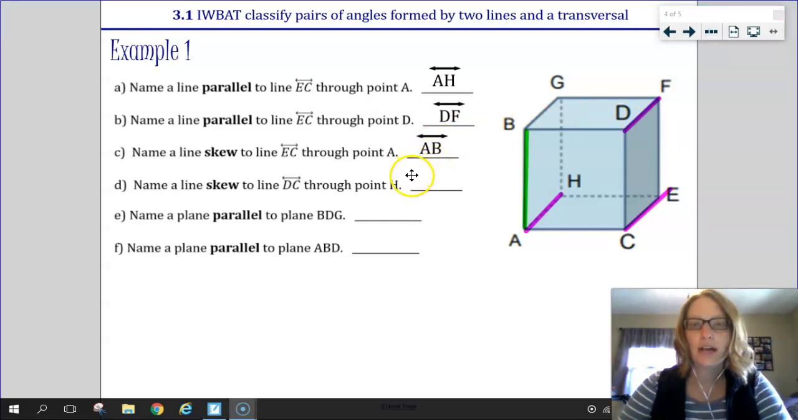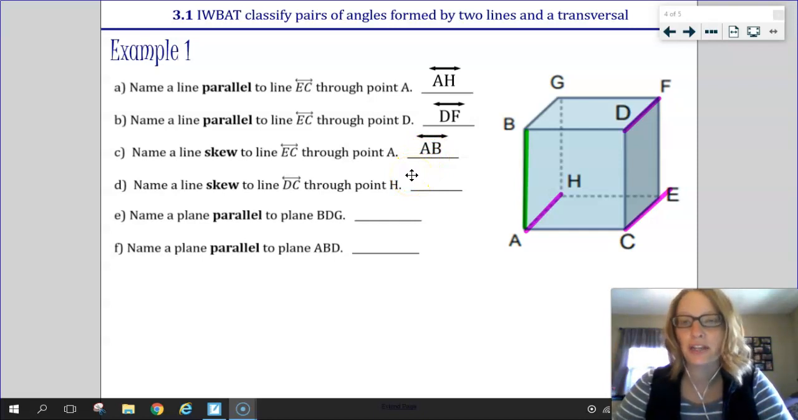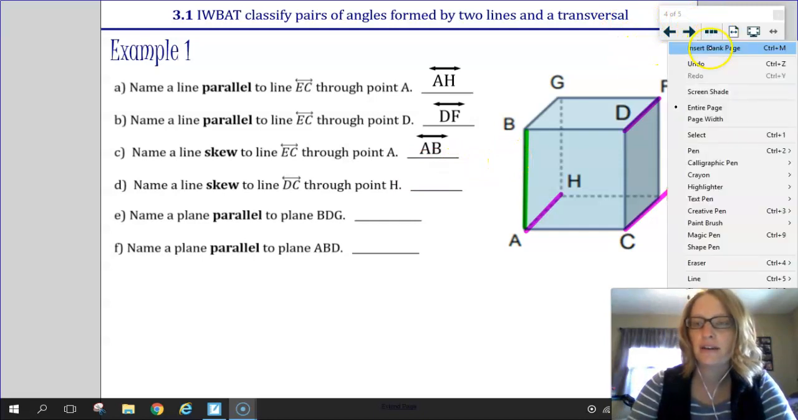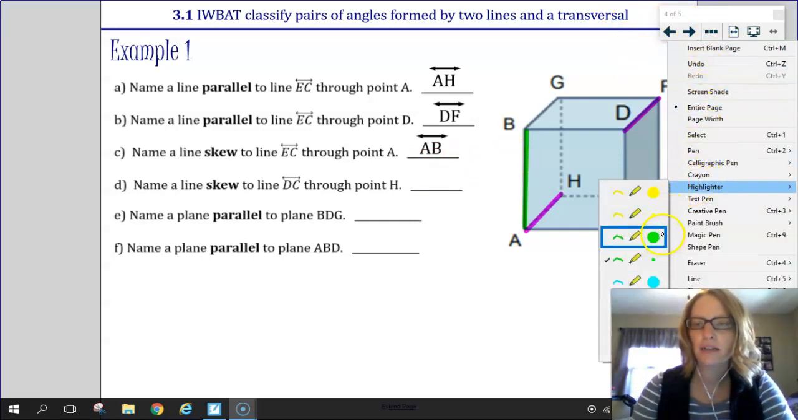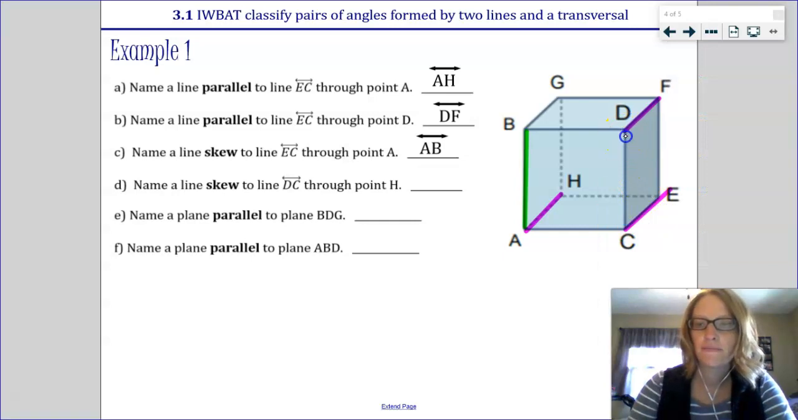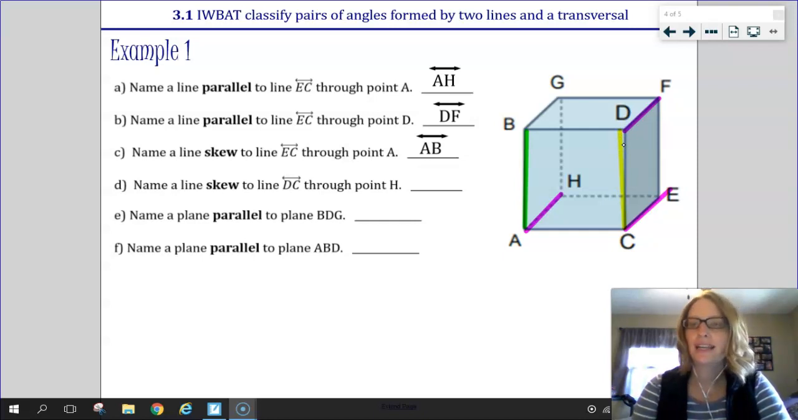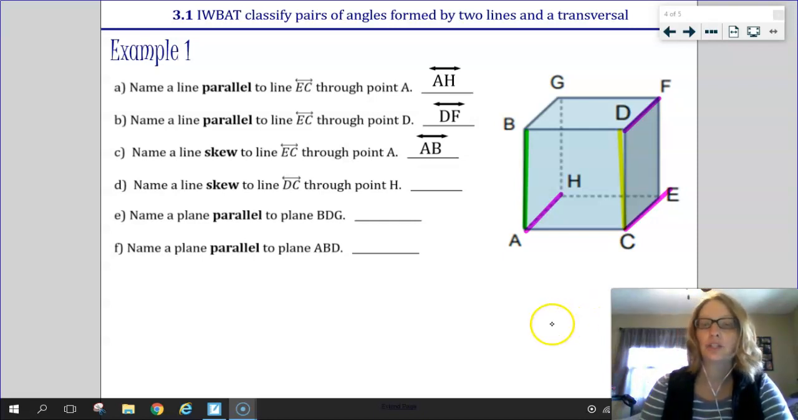Next, we want to find a skew line to DC through point H. So let's highlight this one in a different color. So we've got DC here in the front side of the box. And we want to find a line that is skew with that. There are lots of different options for a line that is skew with D to C through point H. Specifically it is going to be one line from the back of the box, H to E.